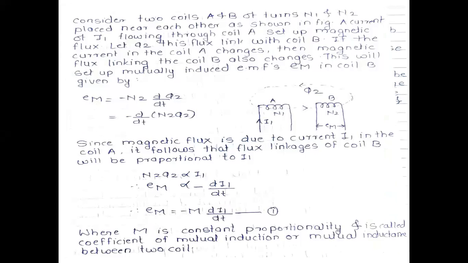Next line, you write down. Consider two coils A and B of turns N1 and N2 placed near each other, as shown in the below figure.